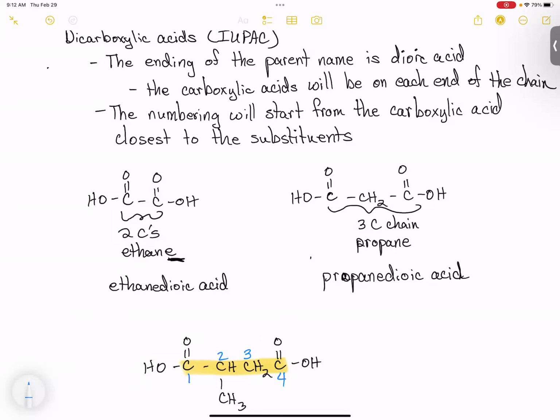Well, I did not get to esters or amides, so that is what I'll be picking up with on Tuesday of next week.